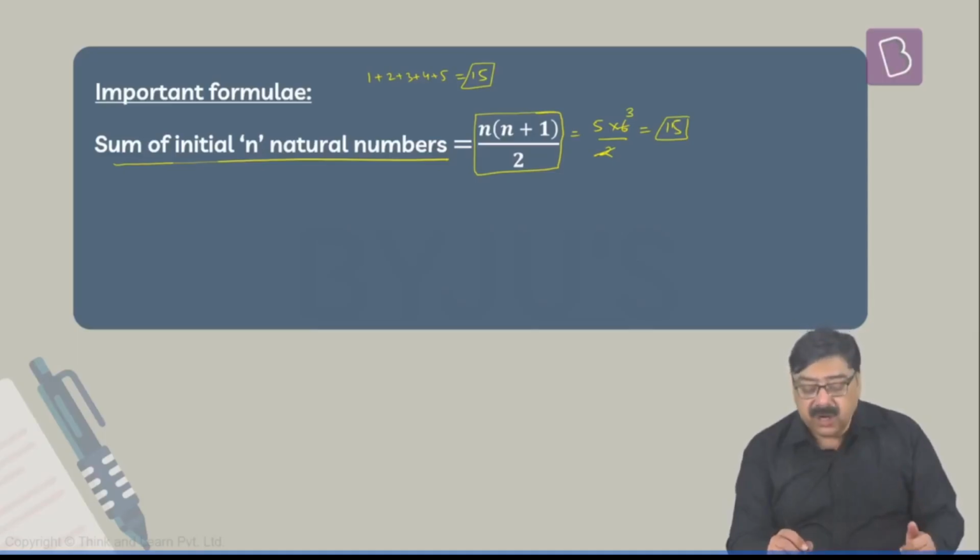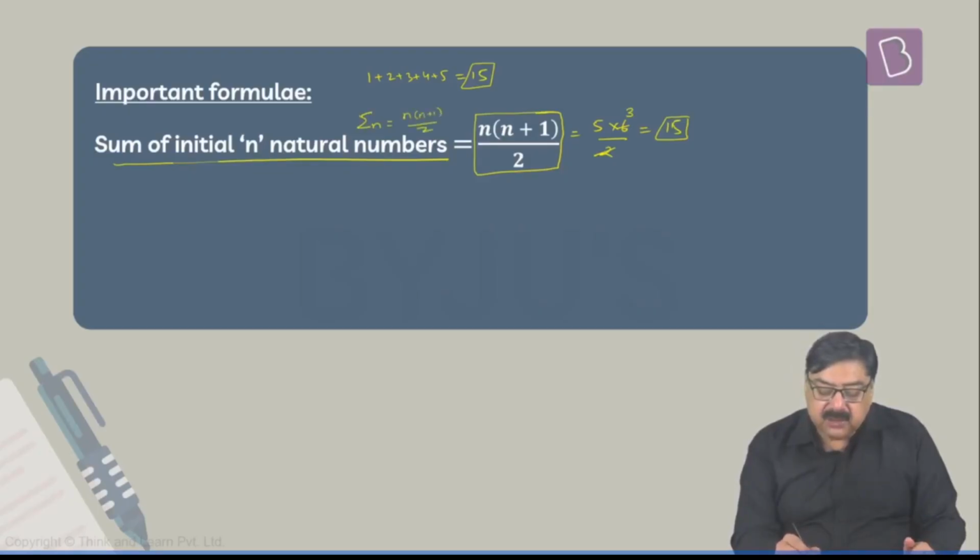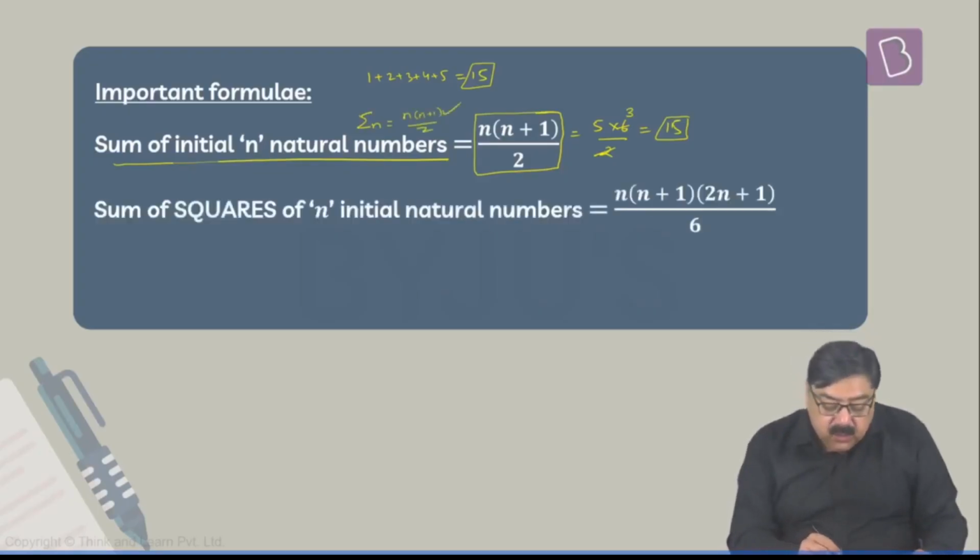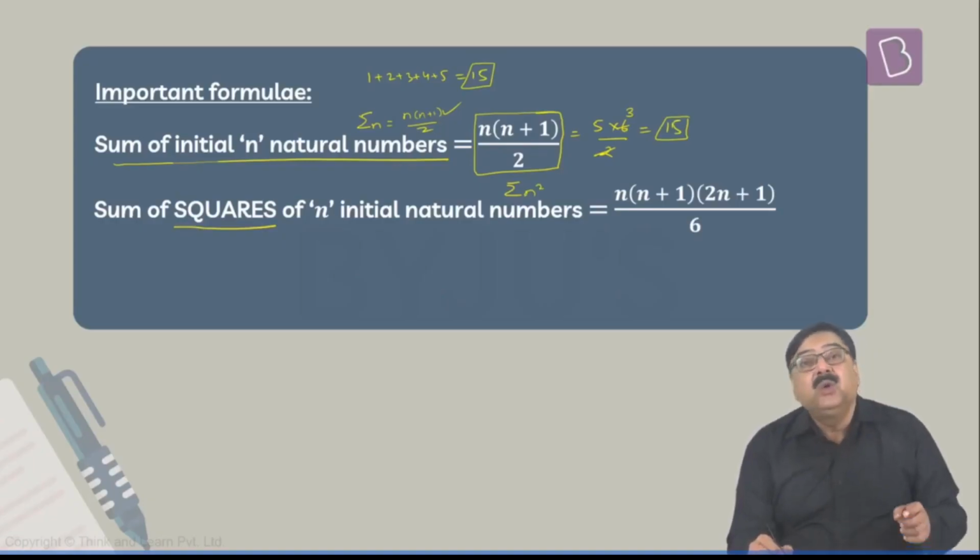What if you have to find out the sum of first 68 natural numbers? Then what do you do? You cannot keep on adding them up, right? So you will have to use this formula, a simple one. So here we have sigma n equals n into n plus 1 by 2. The sum of squares of n initial natural numbers, that is sigma n square. Kindly remember, it is n into n plus 1 into 2n plus 1 by 6.